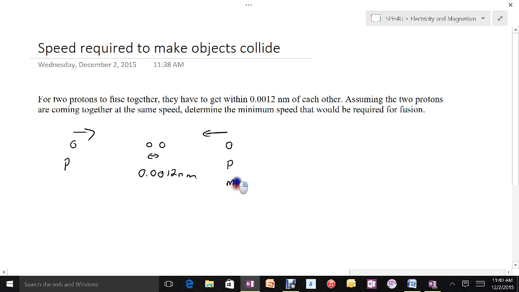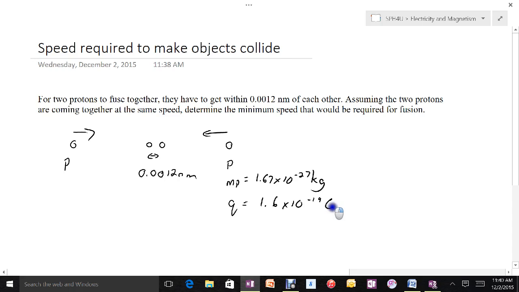Mass of a proton is equal to 1.67 times 10 to the negative 27 kilograms, or something close to that. And the charge on a proton is equal to 1.6 times 10 to the negative 19 coulombs.